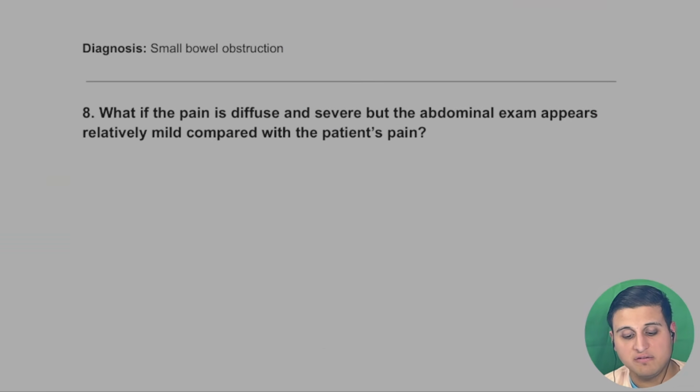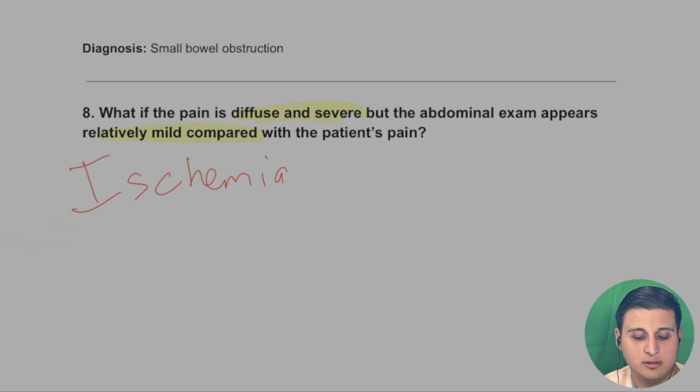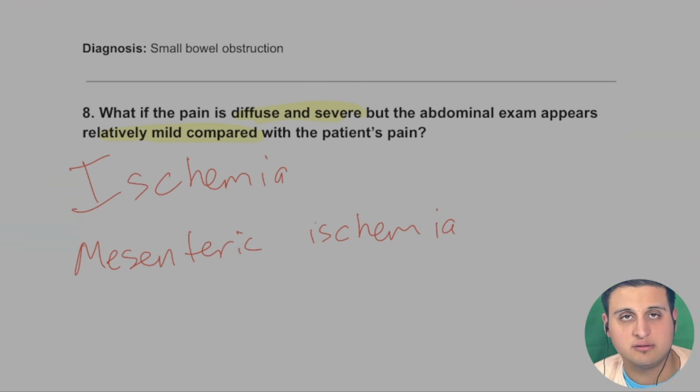Moving on to this next one. What if the pain is diffuse and severe, but the abdominal exam appears relatively mild compared to the patient's pain, right? Well, whenever we have a mild exam compared to severe out of proportion pain, it's usually coming from some sort of ischemia. All right. So in this case, maybe we have acute mesenteric ischemia, which is going to be extremely painful, and then we'll do an exam, and we're not really feeling anything. There's no real pain with palpation that we would expect, but they're all of a sudden screaming in pain that they have acute mesenteric ischemia that's causing this severe pain, right?